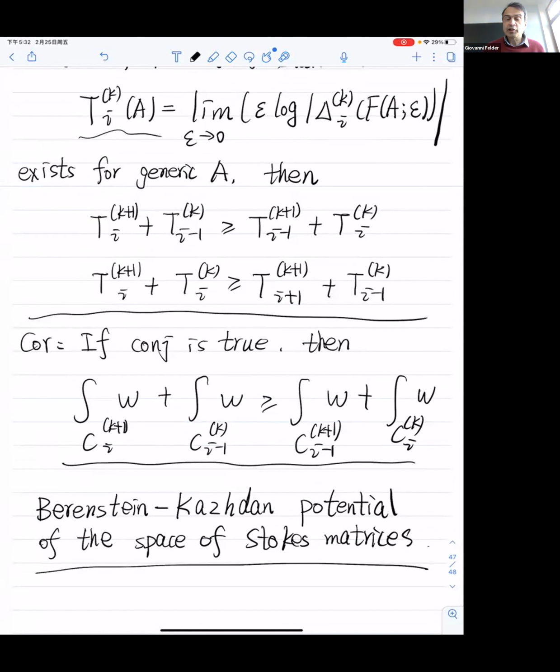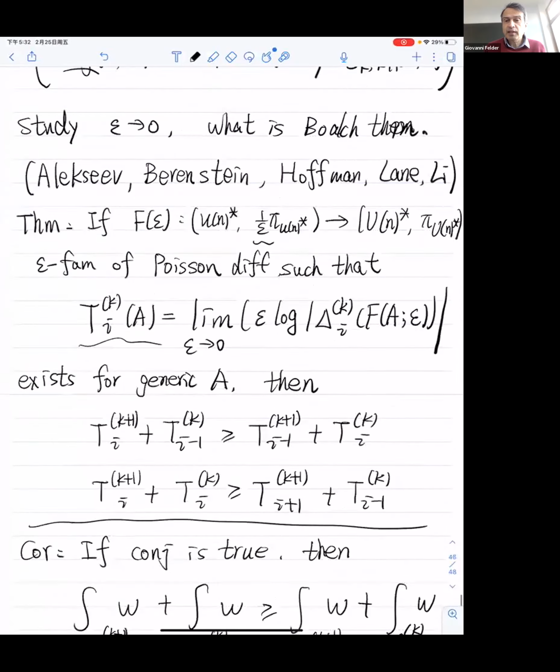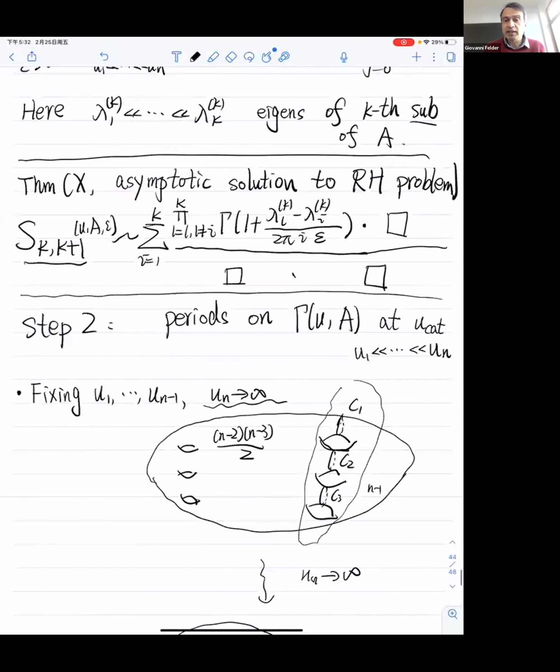Hi, Xiaomeng. Is it possible to do analytic continuation in this UA space to avoid those walls and consider complex matrices A and U?